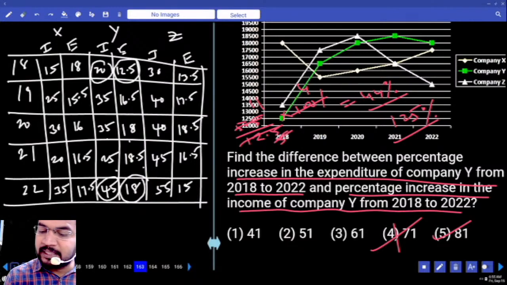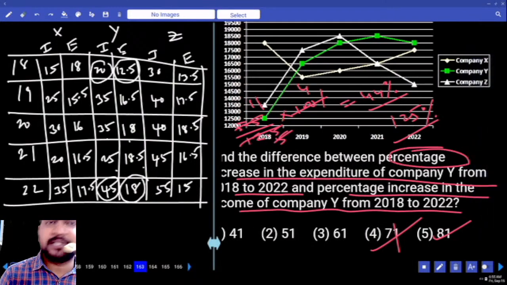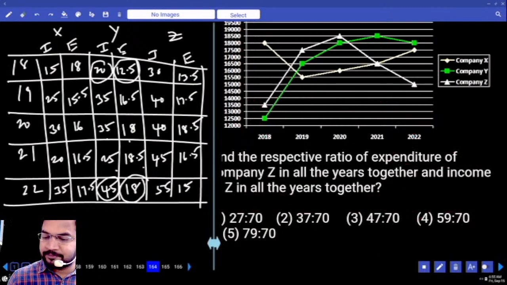They are asking percentage difference, not value difference. Expenditure is increased by 44%, income is increased by 125%. That difference they are asking. Next.